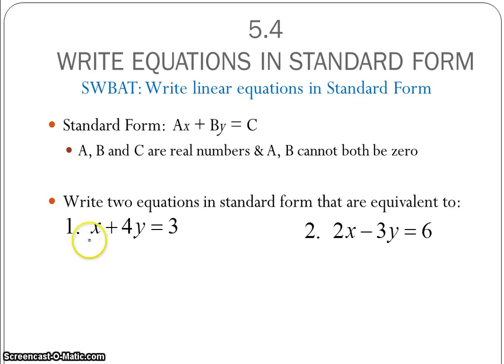Okay, so this first one is written in standard form because I have this 1 out here, which is like my a, and I have the 4 out in front of my y, which is like my b, and then my c is the 3. So this is already in standard form, and we want to write 2 more equations equivalent. So how do we do that, Miss Fitz?